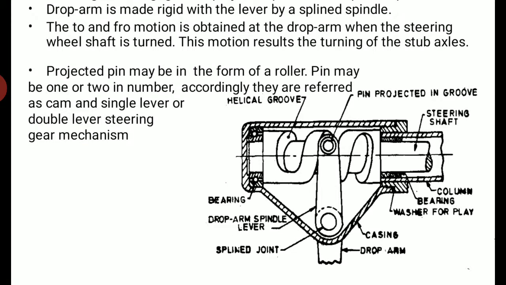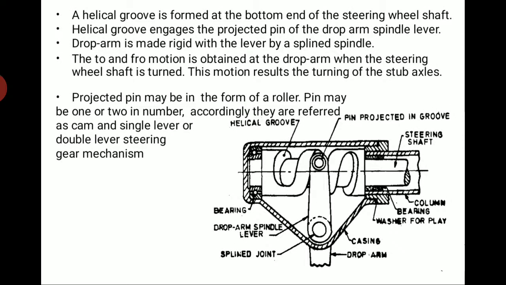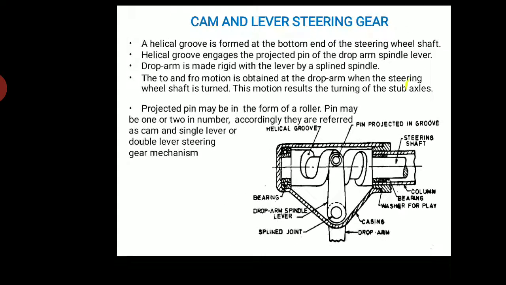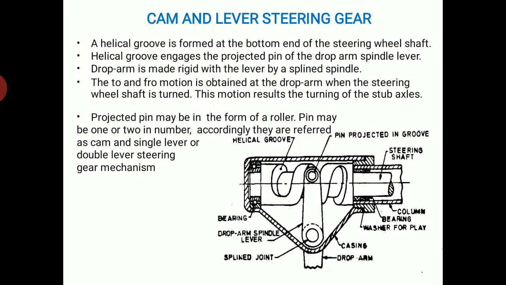So a helical groove is provided here. The pin projected is in the form of a roller, and it moves in that helical groove. This is how the mechanism works. This is called the cam and lever steering gearbox.